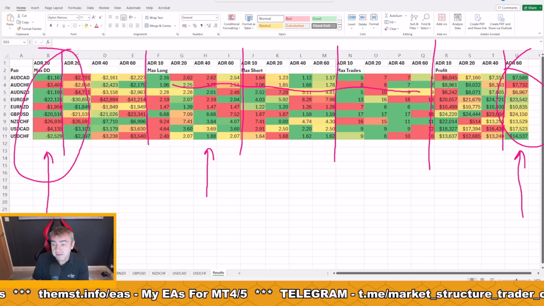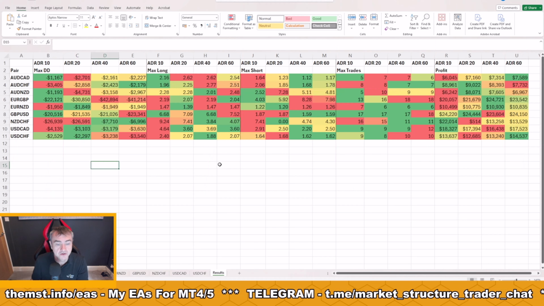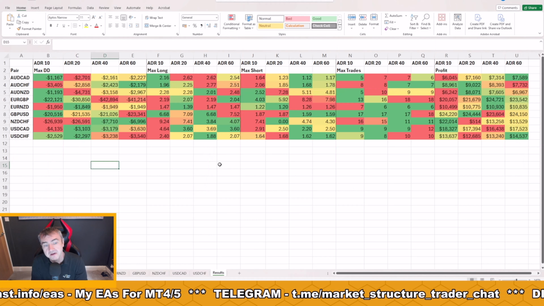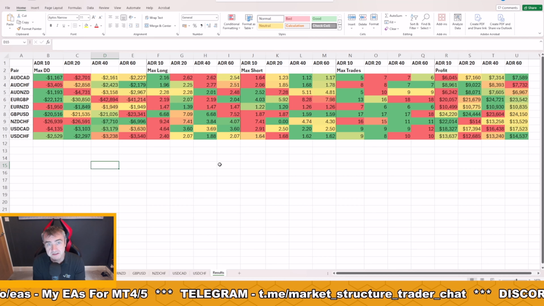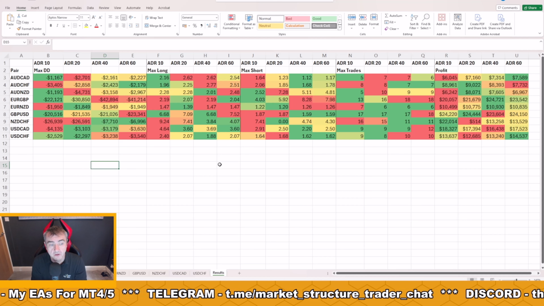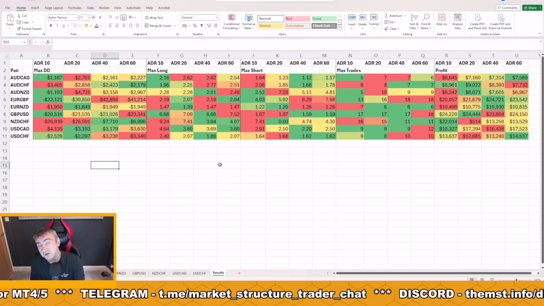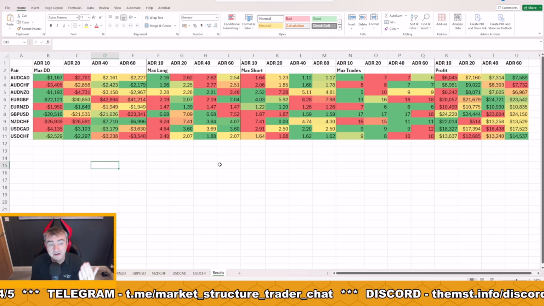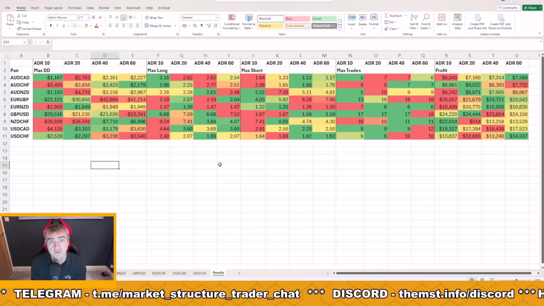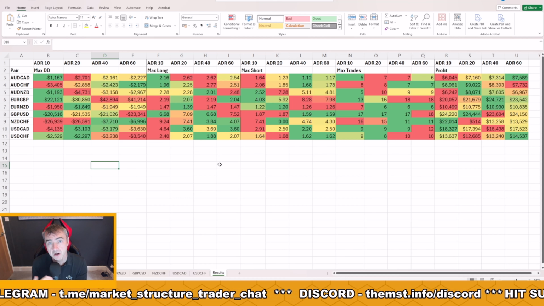So as with everything in trading, and you'll hear me say it all the time in the live room, there is no better or worse. There is just different. Sometimes you will be better off using an ADR 10. Other times you would have been better off using an ADR 60. But there is no clear winner here. There's no clear advantage to using a lower ADR over a higher.